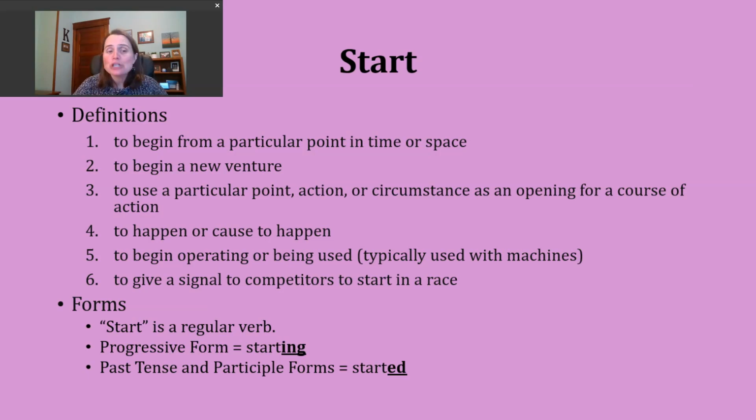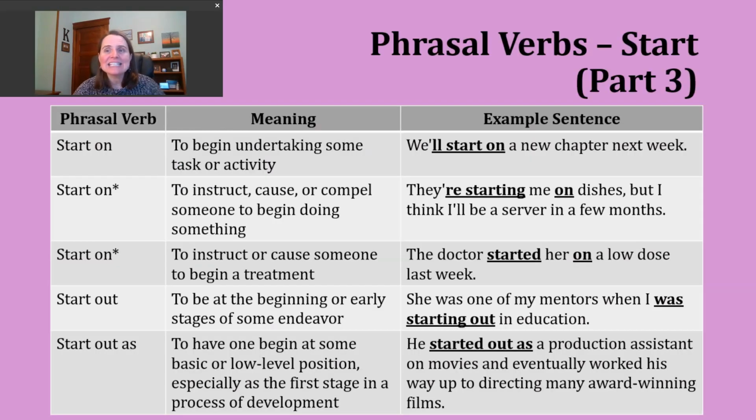For now, you should know that start is a regular verb. If you want to make the progressive form of this verb, all you need to do is add ing, and that forms starting. The past tense and participle form of our verb can be made by adding ed. And when we add ed here, we're going to make an id sound, and that adds an extra syllable to the verb. So the past tense and the participle form of the verb should sound like this: started. Started. Okay. Now let's continue with some more phrasal verbs.